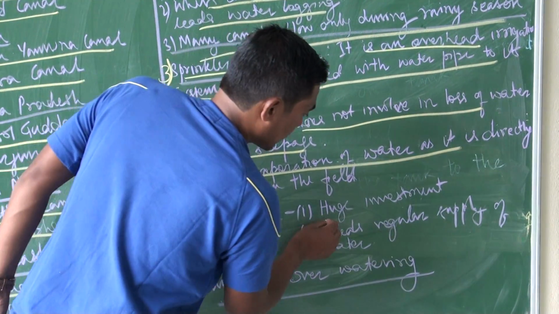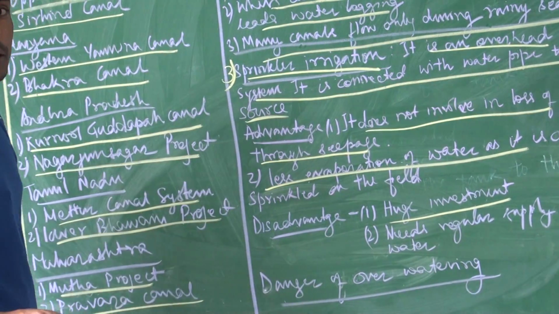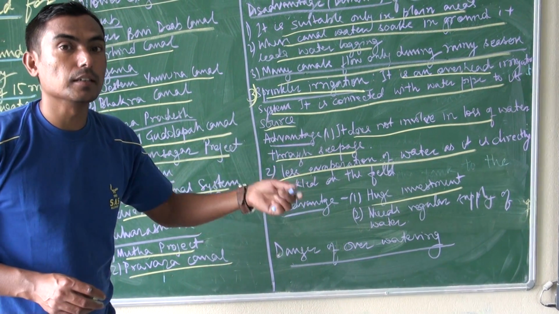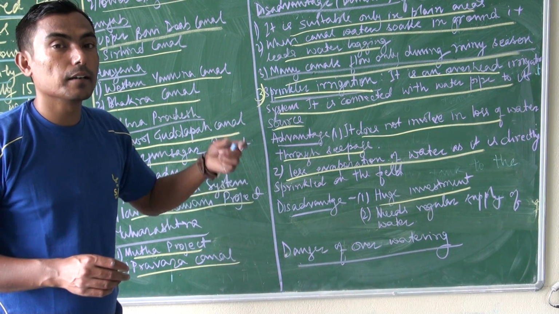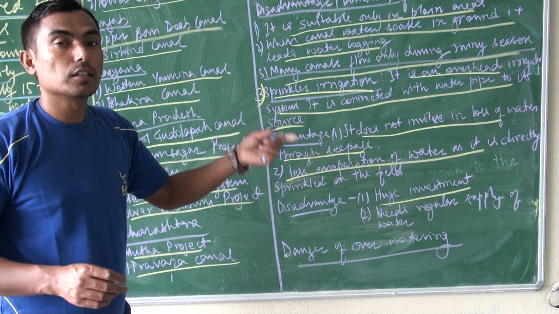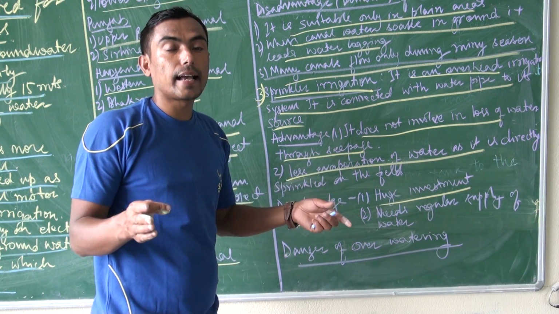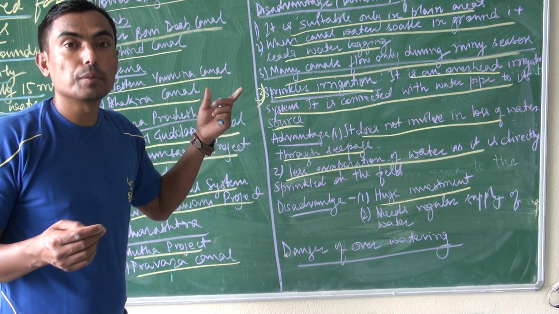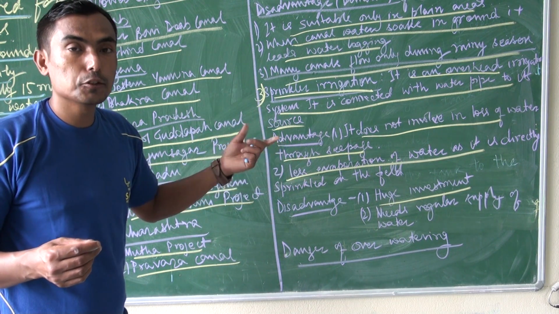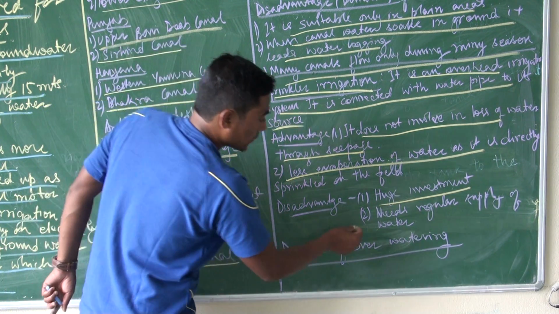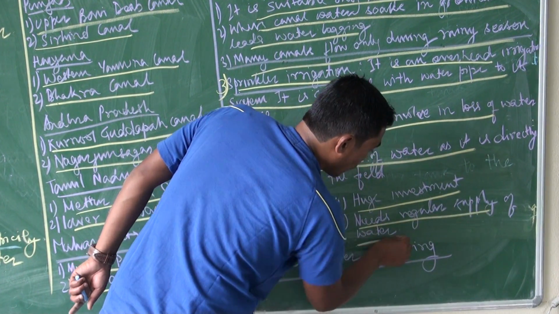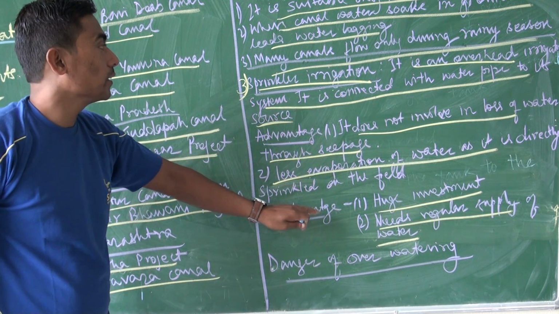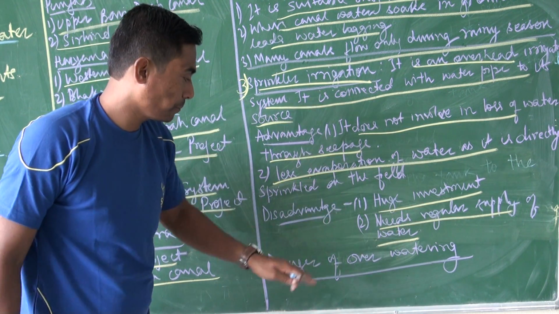Disadvantages. First, it needs huge investment, because the farmer or planter needs to invest a huge amount in purchasing pipes as well as constructing a tank, because the tank has to be there as the source of water, and the person has to pay a huge amount of money to buy the sprinkler. Next, it needs regular supply of water. If there is no regular supply of water, the sprinkler irrigation becomes useless.